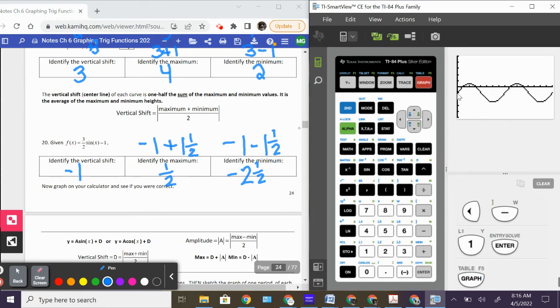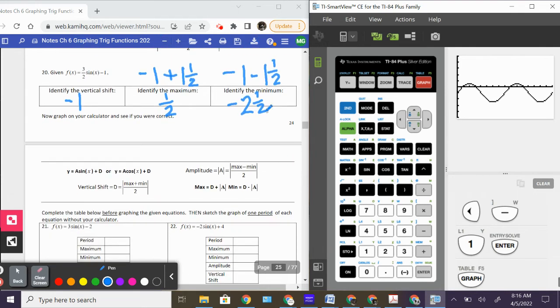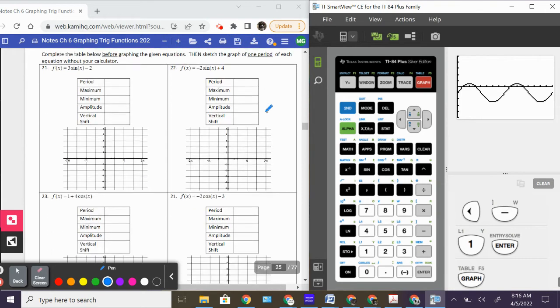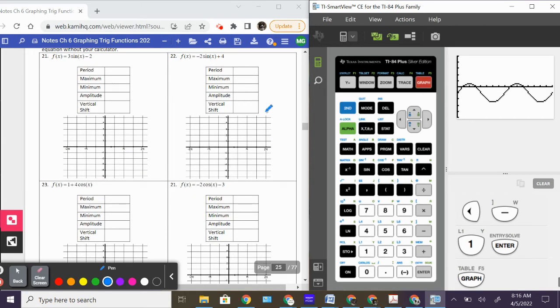Dropped down a unit. Remember, the y-intercept used to be here. Dropped down a unit. Maximum height is 1/2. Minimum height is -2.5. So it all worked. Okay, stop this video. You know what to do. Okay, hopefully you can take all that we've done and put it together. You know what? Maybe I'll do the first one with you just to make sure.